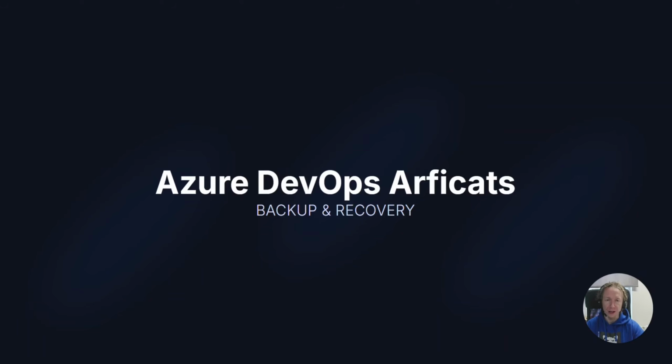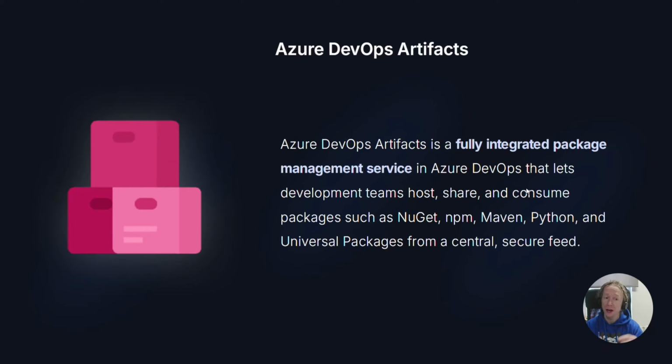Azure DevOps Artifacts, Backup and Recovery in GitProtect. If you are not aware what Azure DevOps Artifact is, I will let you know that it's a fully integrated package management service which you can find in Azure DevOps. It lets development teams safely host, share and use packages from package repositories like NuGet, NPM, Maven and way more. Thanks to Azure DevOps Artifacts, development teams can be ensured that they are using exactly the same and the right version of their packages.